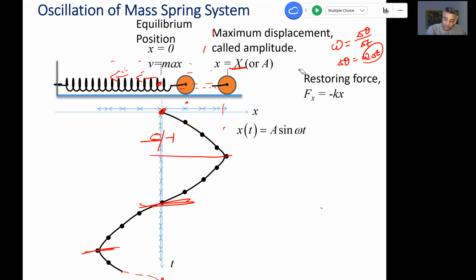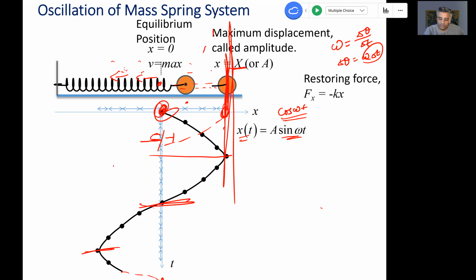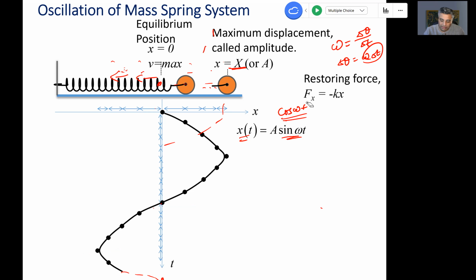Now, this is sine because we started observing from here. If we had started observing from here, that would have been something like this. That would be cosine. So it can be written either as a sine or cosine, okay? Or in between. That's also possible. So don't get surprised when you see x written as cosine. It just means we started observing when it was at maximum position rather than being at equilibrium position, okay? That's all that means.